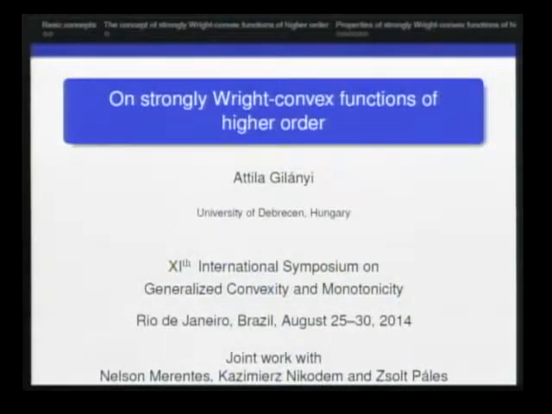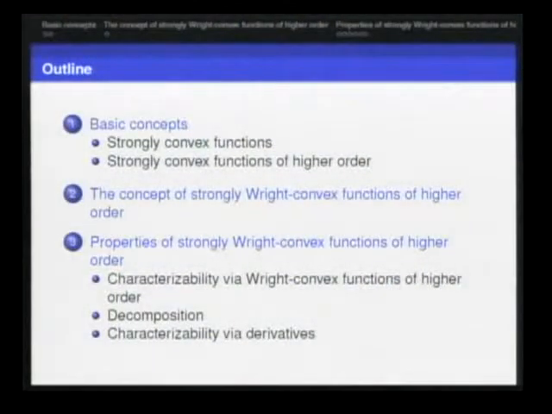I'd like to present some results on strongly right-convex functions of higher order. All the results I'm going to present here are results of a joint work with Nelson Merentes, Kazimierz Nikodem, and Zsolt Páles. In the talk, we will proceed according to the following schedule.